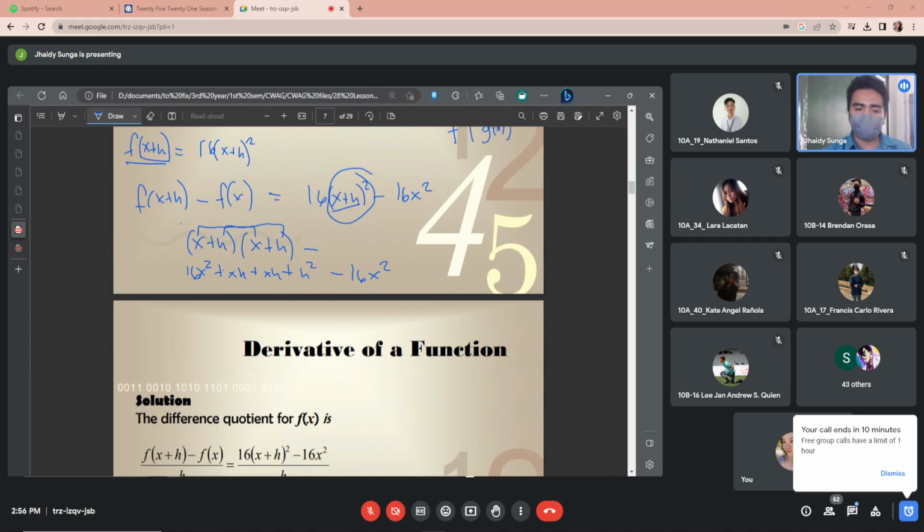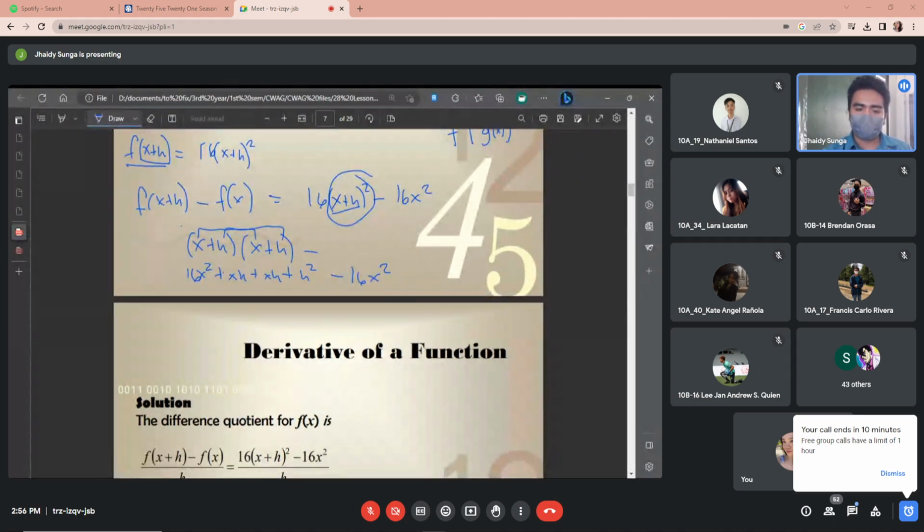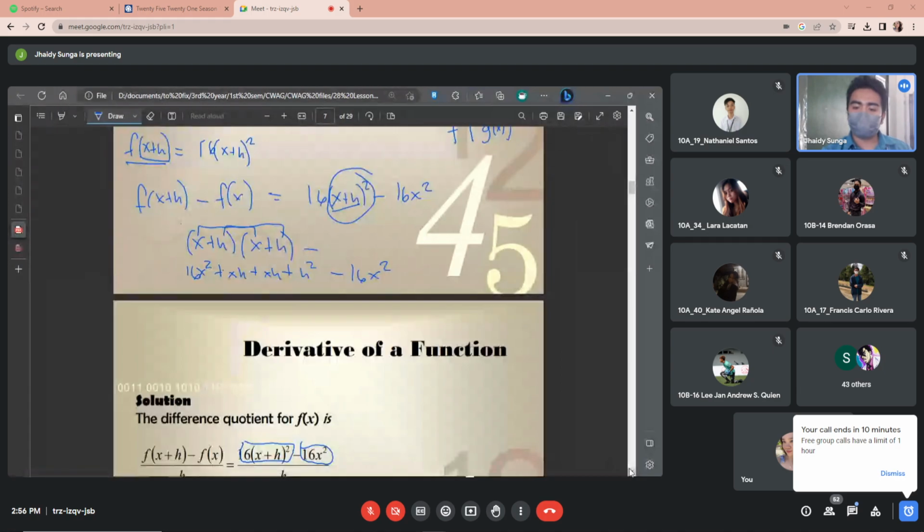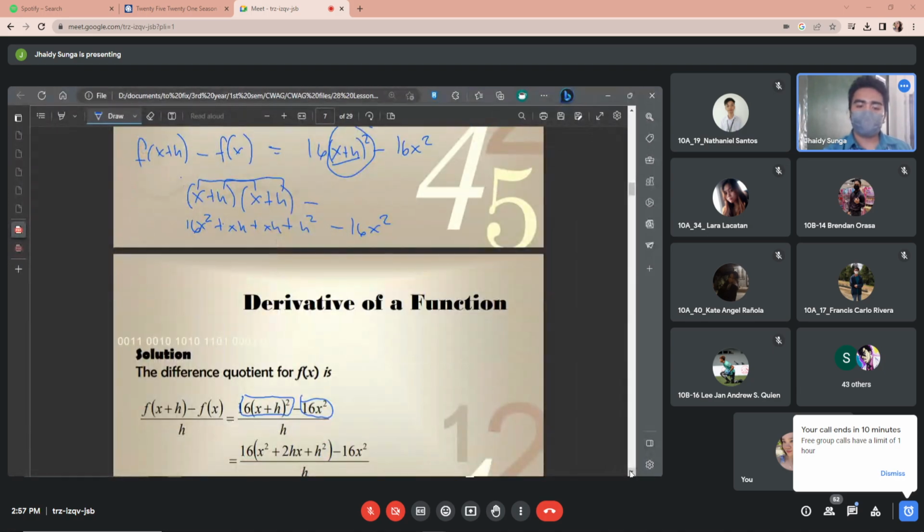The first step, if you will notice, we have already this part. Correct? And this part as well. So the next step we need to do in this part is to FOIL it out. Once we FOIL it out, if you will notice this xh and xh, that is 2xh.